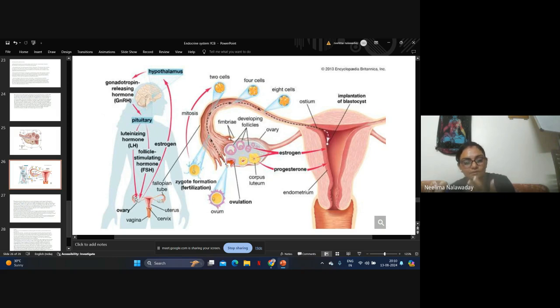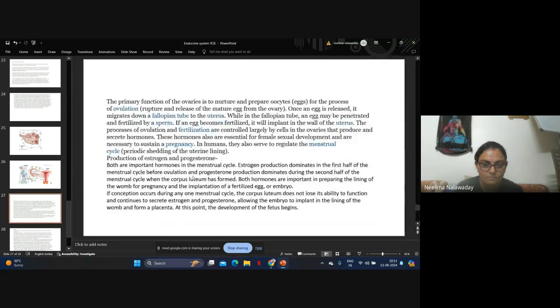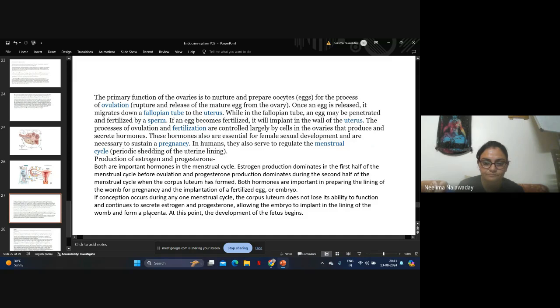And if pregnancy or conception happens, then estrogen levels start going down and progesterone levels start increasing, because progesterone is responsible for continuation of pregnancy. And if fertilization is not there, then progesterone levels also drop down and menstrual bleeding starts, right? So here again, I had mentioned all the influence of estrogen and progesterone on the menstrual cycle and ovulation.